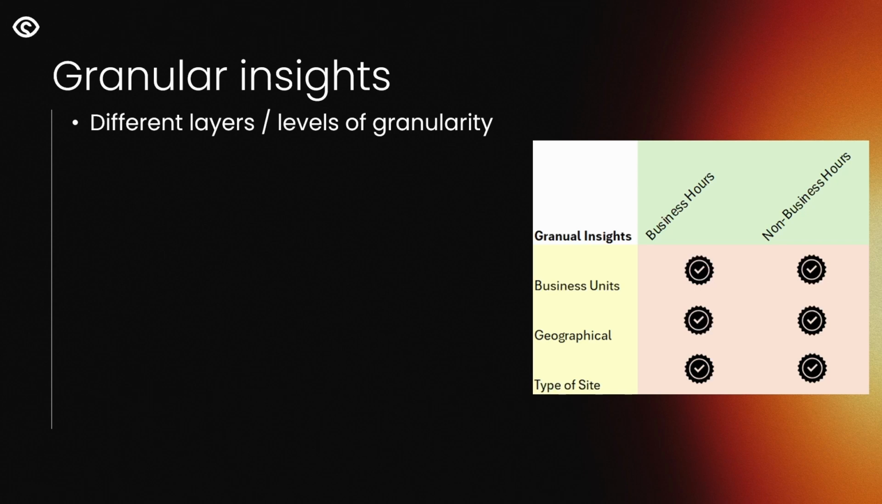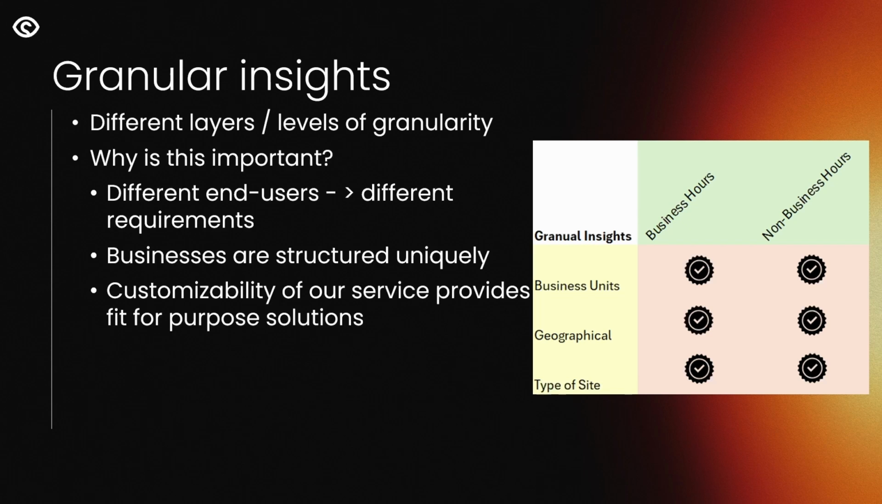But it could also mean different structures, or how the company is structured. So on the table on the right, you can see that some businesses are structured per business unit. Others are geographically structured, or maybe by type of site. So for instance, a retail company divides their retail stores and their factories and their logistical hubs from their offices. As a company, we are very able to play around with that and make it really fit for purpose.